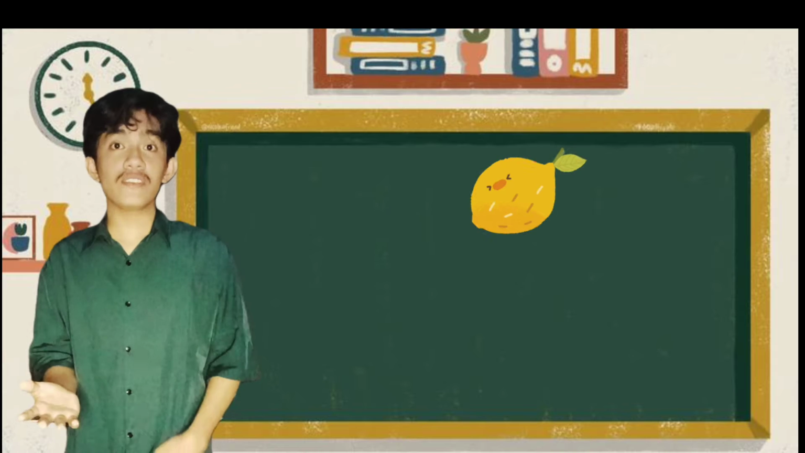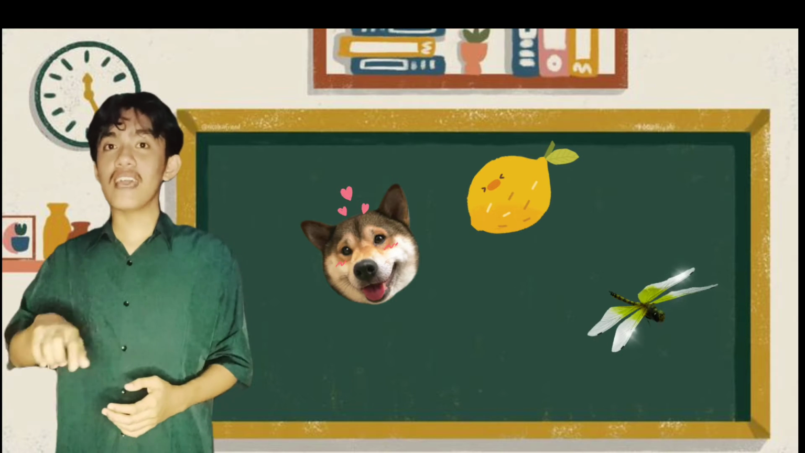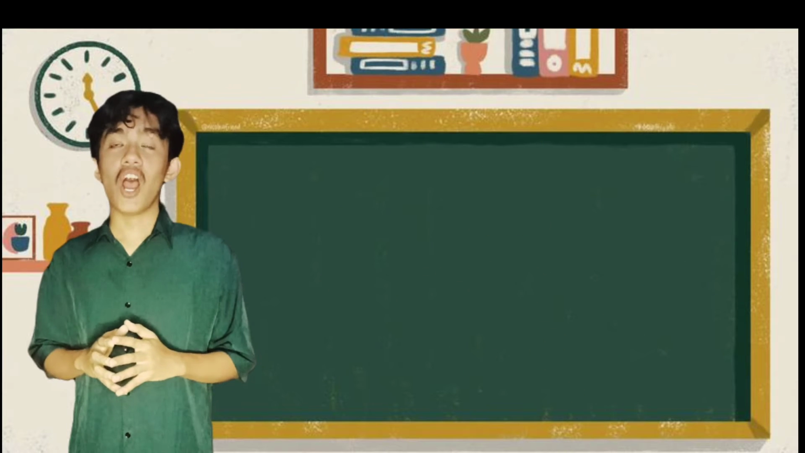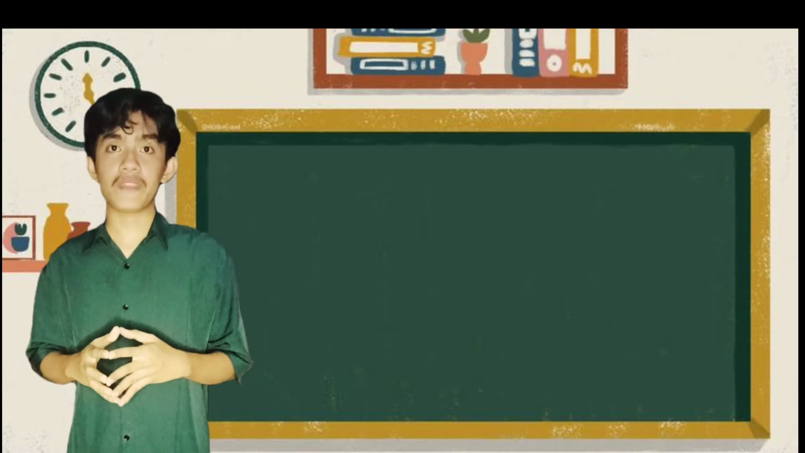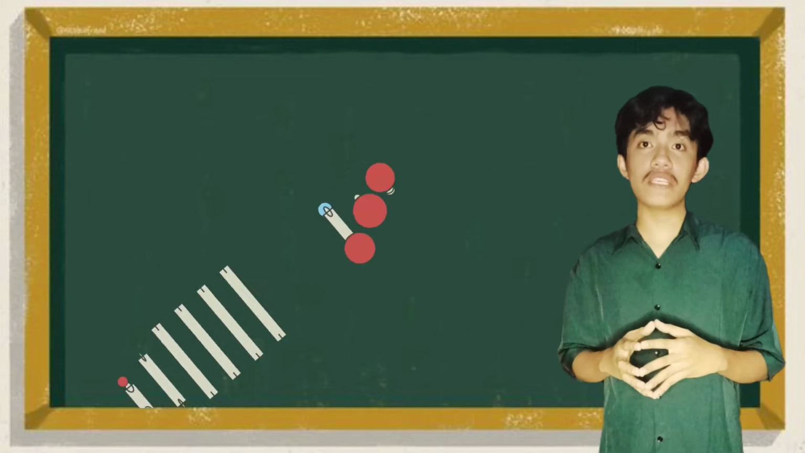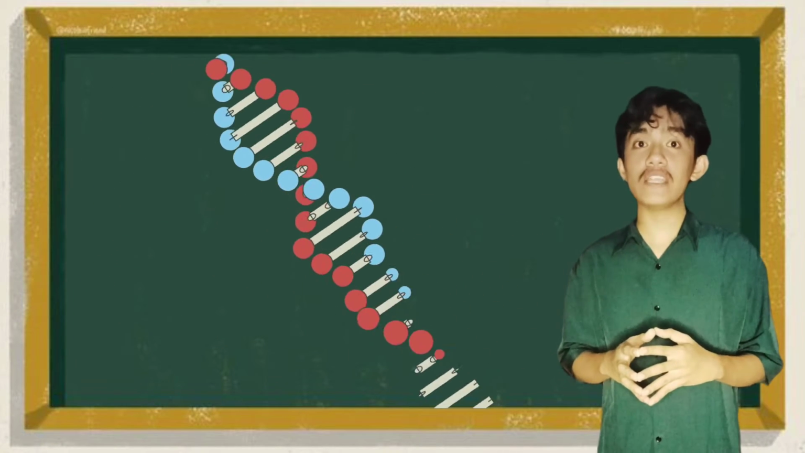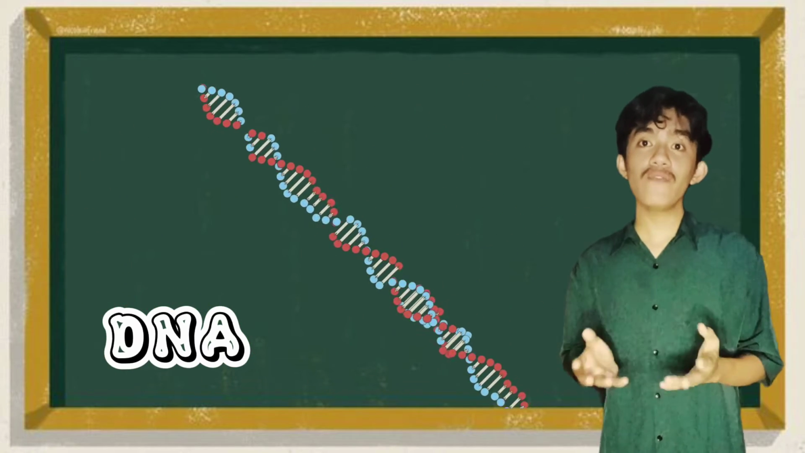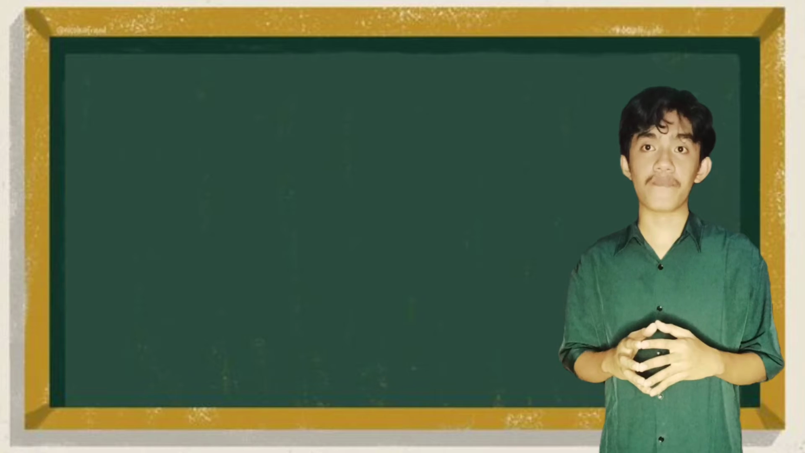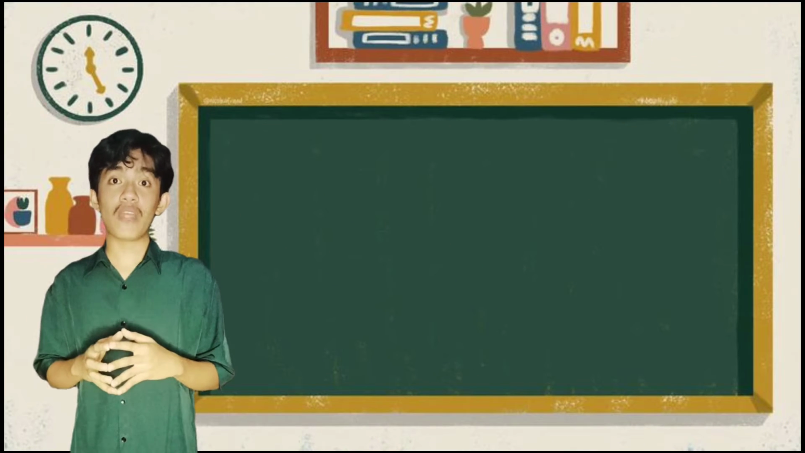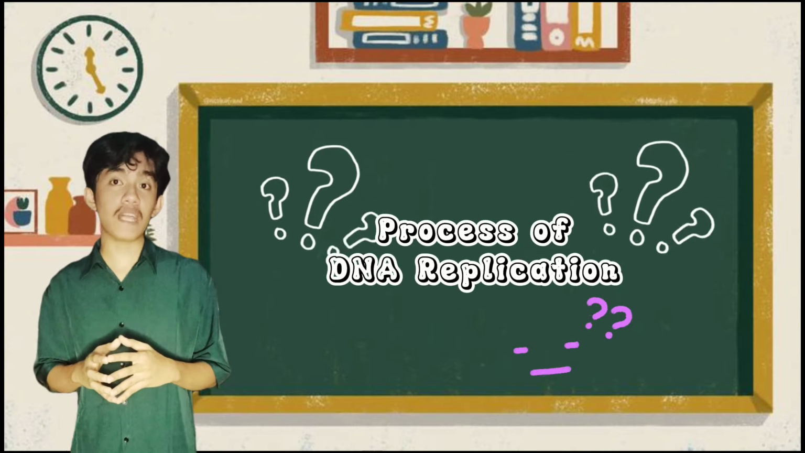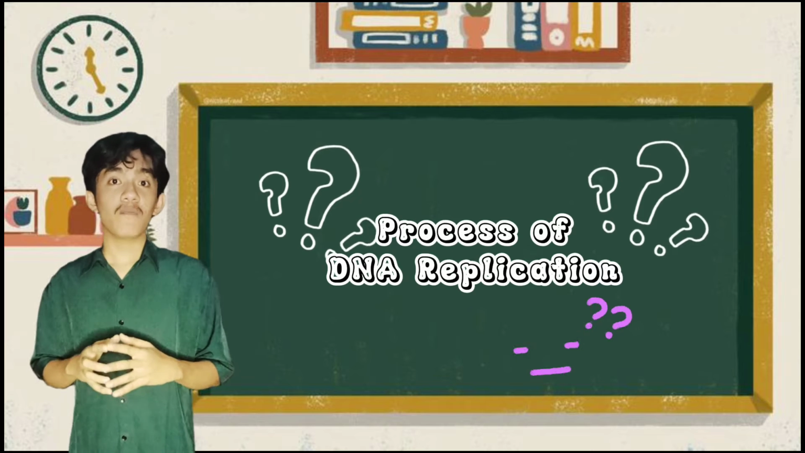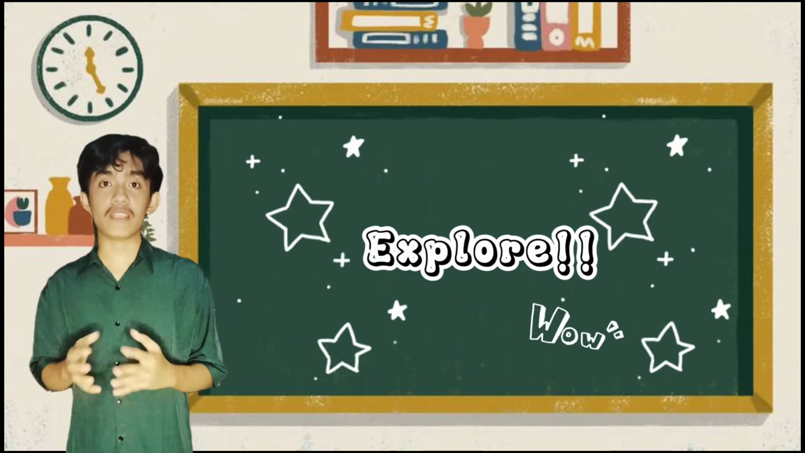The third one, students should also be able to diagram the steps of DNA replication and protein synthesis. Hair, fruits, animals, insects, and even humans: all living things have DNA. DNA is the molecule inside cells that contains the genetic information responsible for the development and function of an organism. But did you know how the process of DNA replication takes place? I bet not, because we are here to explore it.